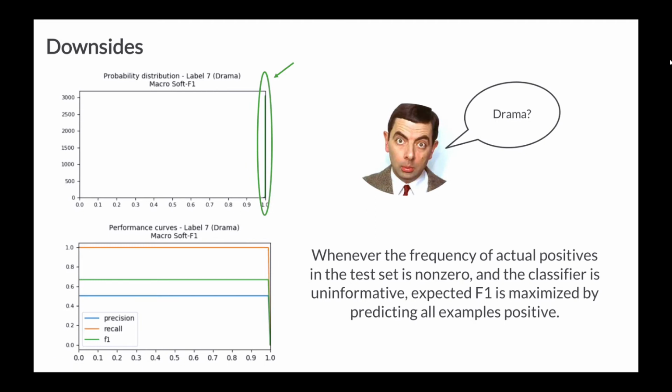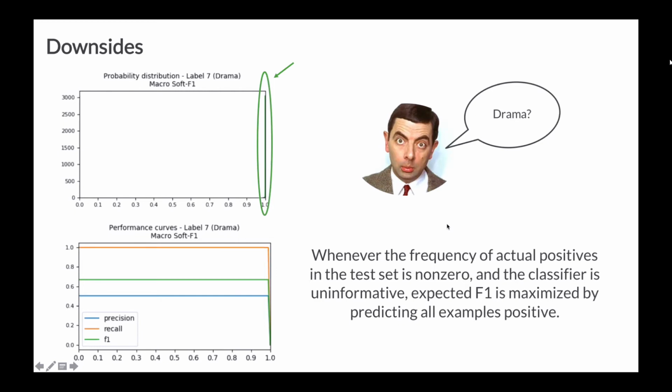In my experiments, I saw that sometimes the system on some labels will always predict positive. It's the case of the genre drama. It classifies every movie as drama. Notice how the probability histogram is on the very right, close to 1, and how the recall curve here is maximized to 100%. And it's because the model is dramatizing all the time. Even for Mr. Bean, a movie with Mr. Bean, it will say that it's a drama movie.